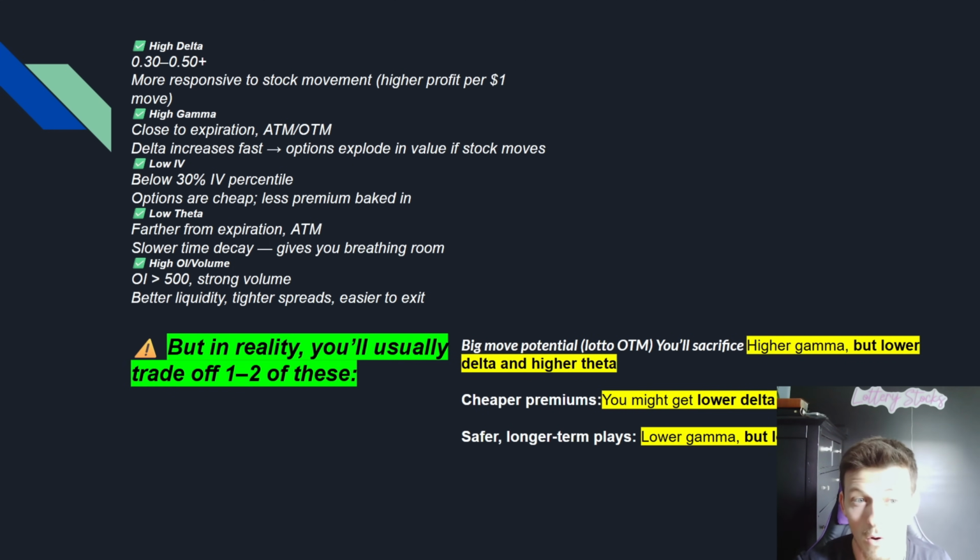Low IV, below 30% IV percentile. This is just the base thing. It means options are cheap and there's less premium baked in. The likelihood of you finding these is kind of low unless you're trading SPY or something along the lines of that.